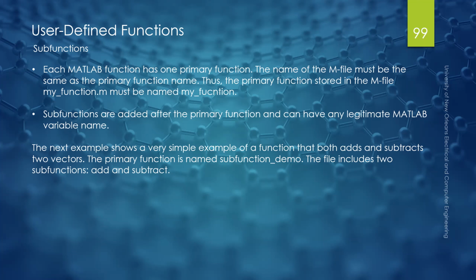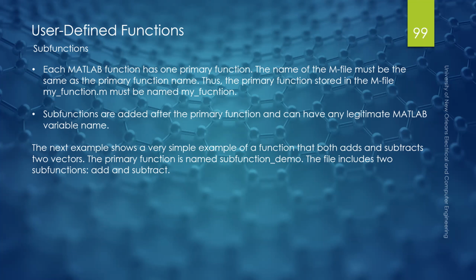You call the function, you give it two vectors, and it's going to give you as an output the addition of those two vectors, or the two numbers, and the result of subtracting those two numbers under one single function. Now, again, this may not be the only way you can do this, right? But it shows you an example of how it can be done using the concept of subfunctions.